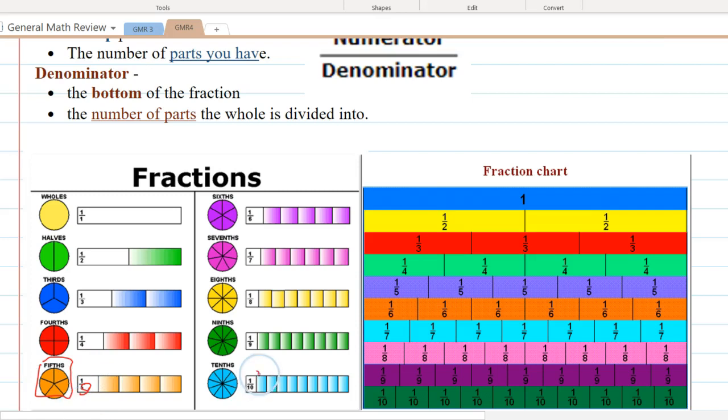If we come all the way over here, we have 1 out of 10. If you only have 1 out of 10, you have a very small piece of pie. The larger the denominator, the more pieces there are, which means each piece has to be smaller.